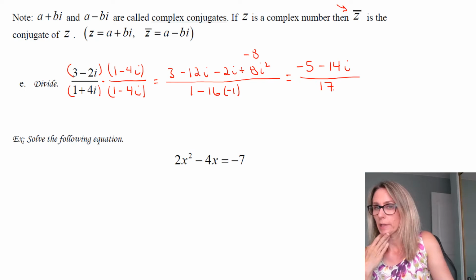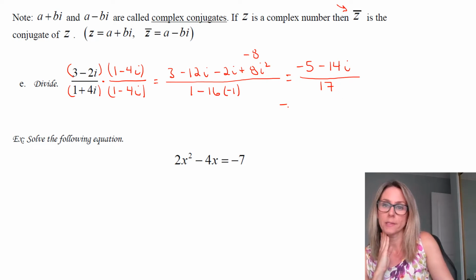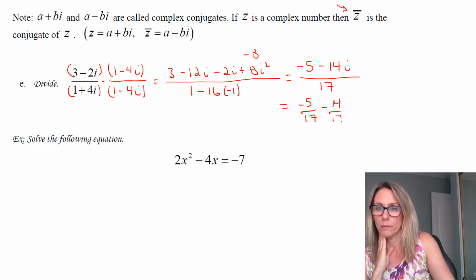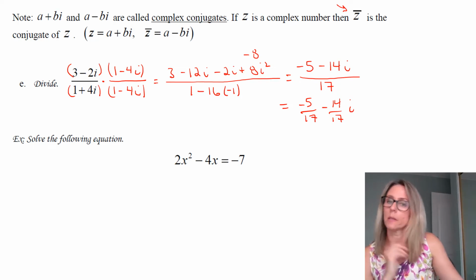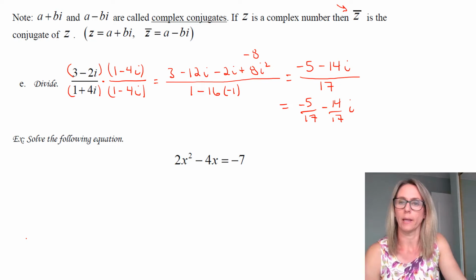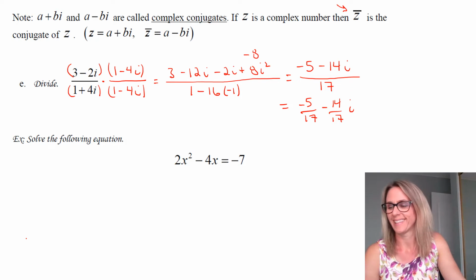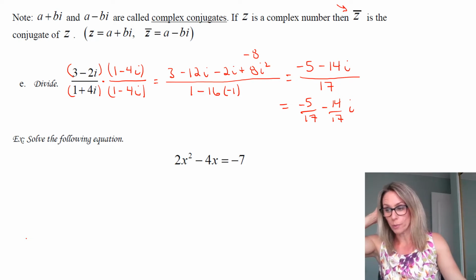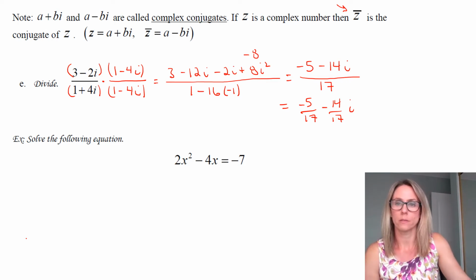So we're not going to actually leave it like this, because this isn't in the form a plus bi. If I divide, however, both pieces by 17, then it is. So notice now, even though it's fractions, that it is in the form a plus bi, where a is negative 5/17 and b is negative 14/17. And then we have our i after that, of course. But both those numbers are real. And so that is the correct answer.